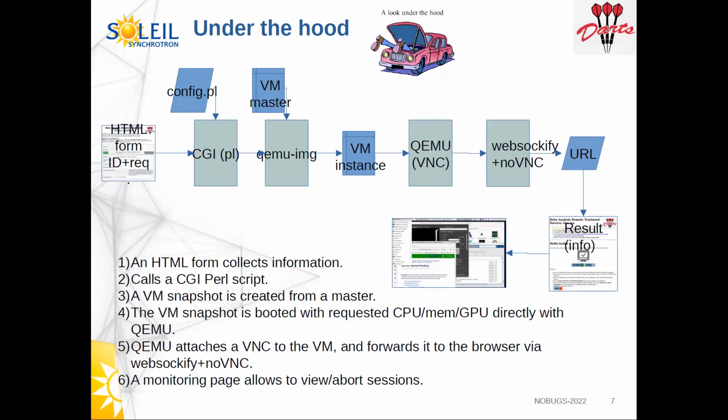So how does it work? Well, there's a script, it's in Perl, old school. There's a form that feeds information to this script. And then you use qemu, which is a virtualization system. We create an instance from a master virtual machine. We display that with VNC, and through a web certifier, we send it to the browser. So it's quite simple.